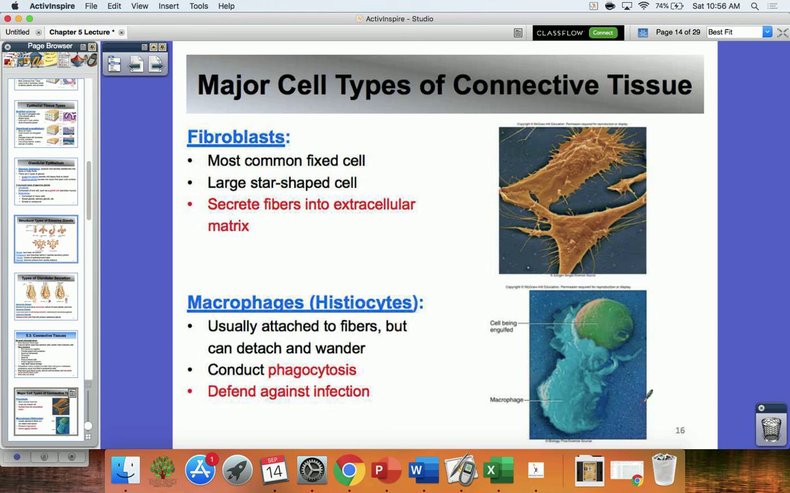Macrophages are going to be responsible for phagocytosis. Hopefully we remember phagocytosis is a type of transport where it is engulfing a solid particle. And so these phagocytes are responsible for engulfing those things that should not be there, those things that are foreign, so that it can defend against infection.